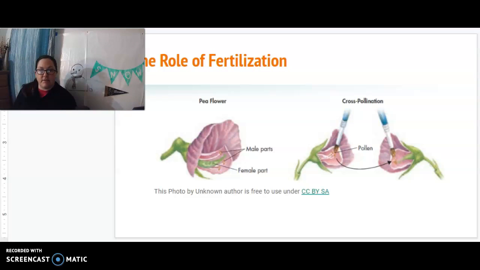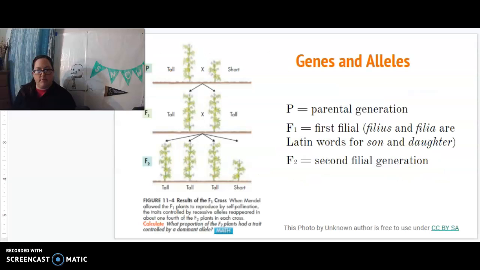So he studied 7 traits that each had 2 different characteristics. So like color of seeds, they could be green or yellow. So the characteristic was seed color, and then we had 2 different variations, green or yellow. The offspring of the crosses between parents with different traits are called hybrids. So let's check out what he was able to discover.